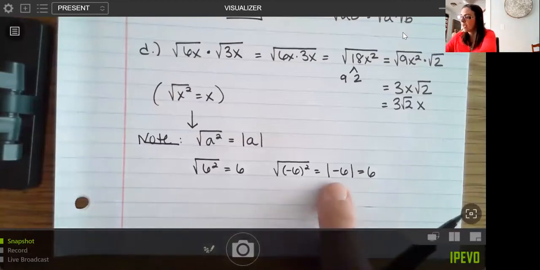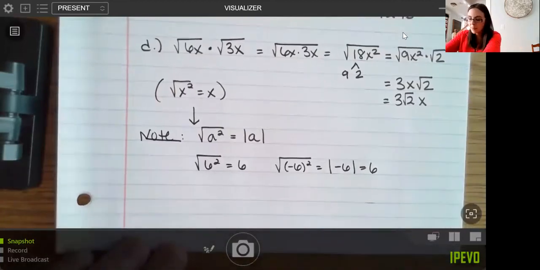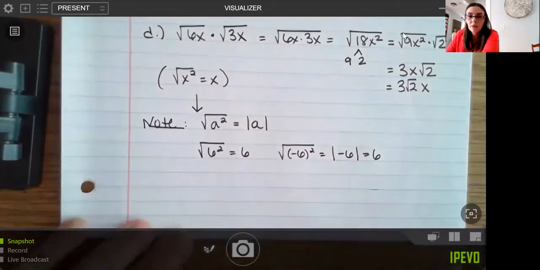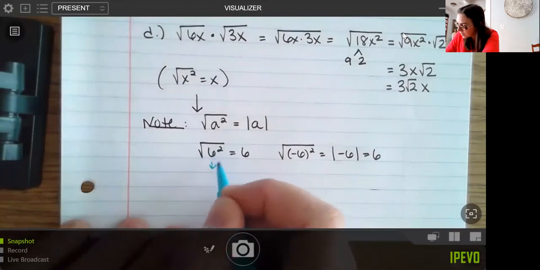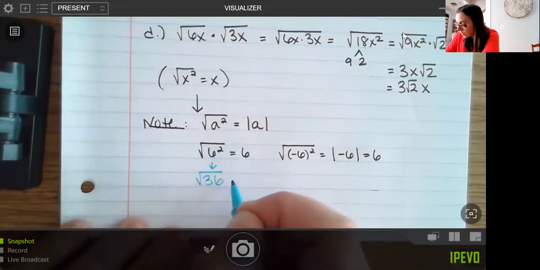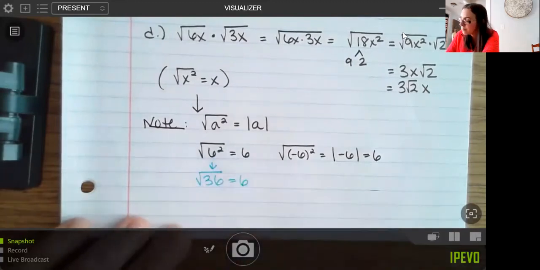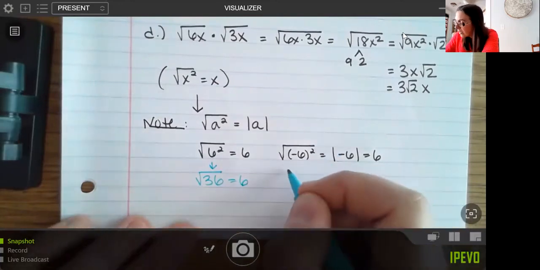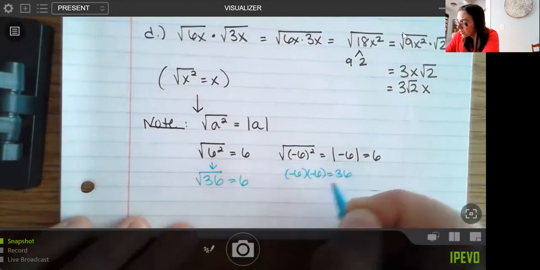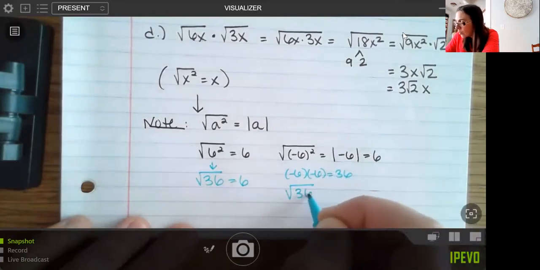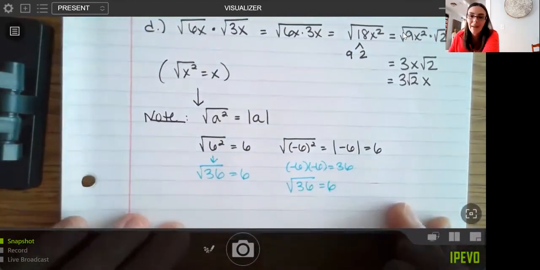Now, the reason why you take the absolute value, let's think about this. So let's pretend you didn't know this rule. What you would do is you would simplify on the inside first using order of operations. So something like this, 6 squared is just 36. And you can see the square root of 36 is 6, right? That matches. But here, -6 squared is -6 times -6, which is also positive 36. So this is why you're still getting that positive answer back out.